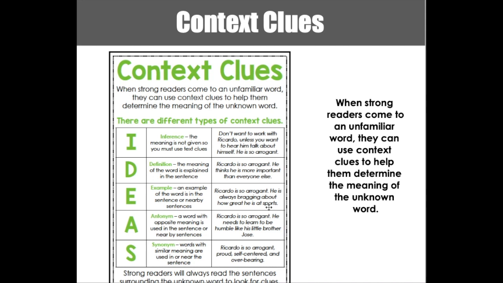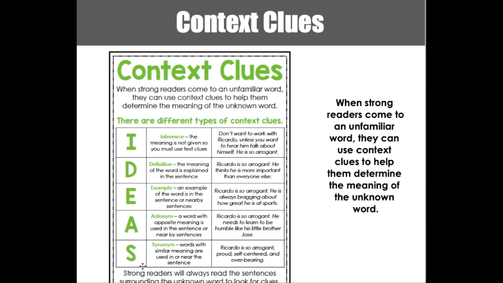Our next one is A, antonym. A word with the opposite meaning is used in the sentence or nearby sentences. So let's look at the example. Ricardo is so arrogant. He needs to learn to be humble like his little brother, Jose. You can see here, humble is the opposite of arrogant. So by saying he's arrogant and then saying he needs to learn to be more humble like his little brother, they're giving you an idea of what arrogant is.